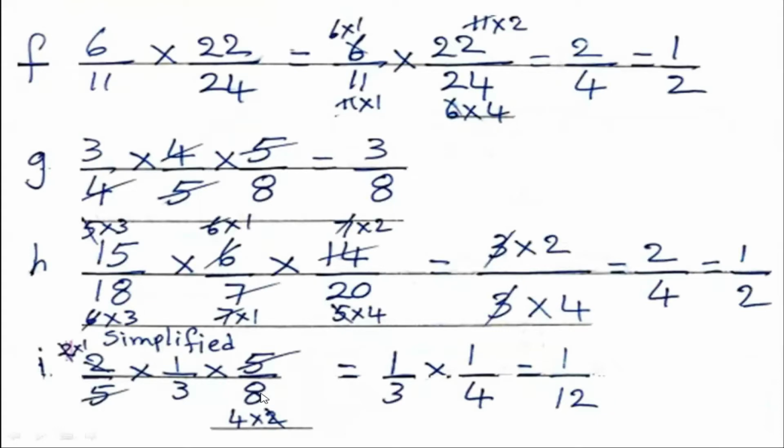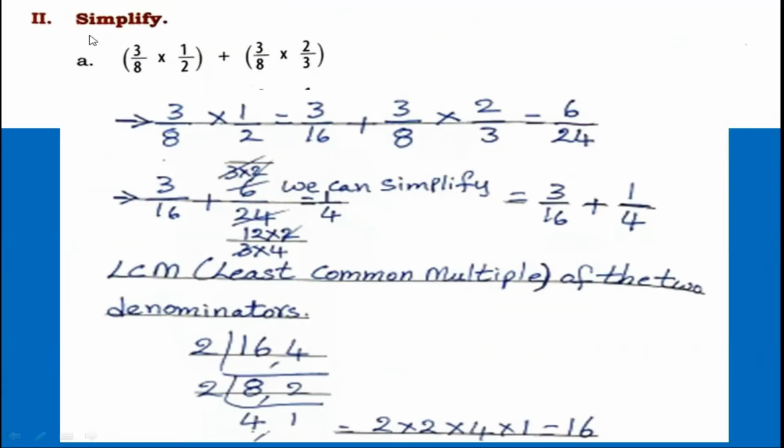Let's do it. Now second question, simplify. Now in this question number A, here 3 by 8 into 1 by 2 plus 3 by 8 into 2 by 3 is there. So next step, how we will write 3 by 8 into 1 by 2. That is 3 ones are 3, 8 twos are 16. Here 3 by 8 into 2 by 3, again 3 twos are 6, 8 threes are 24.